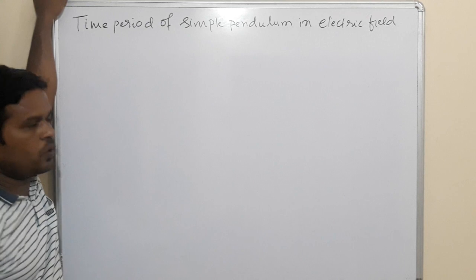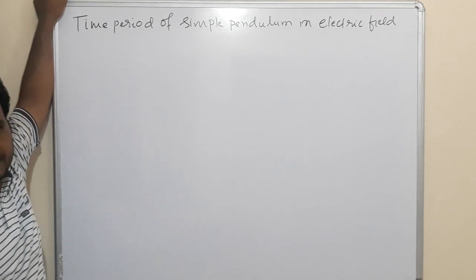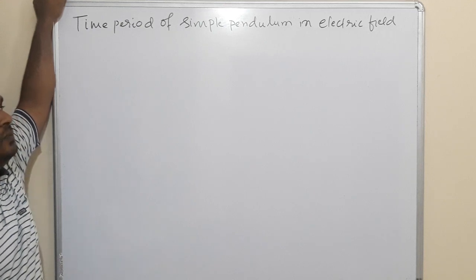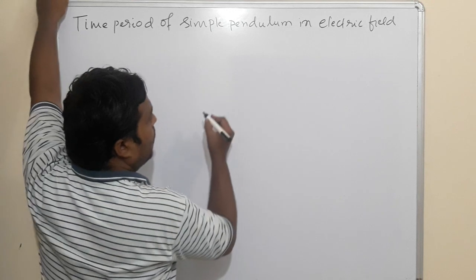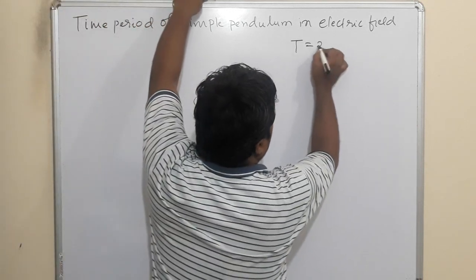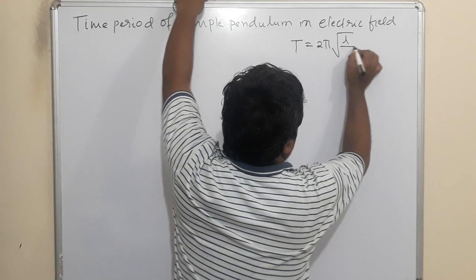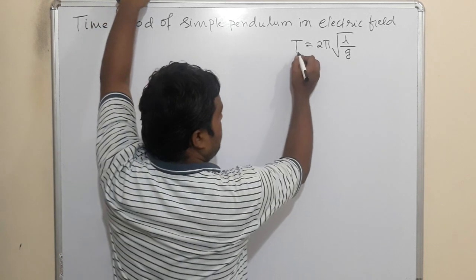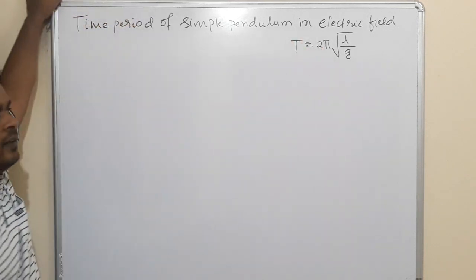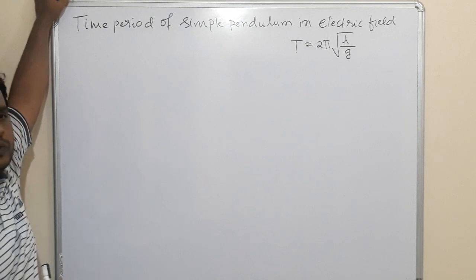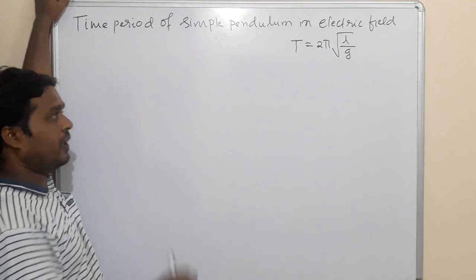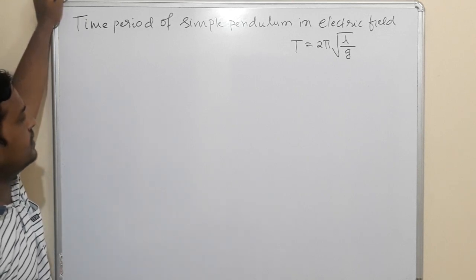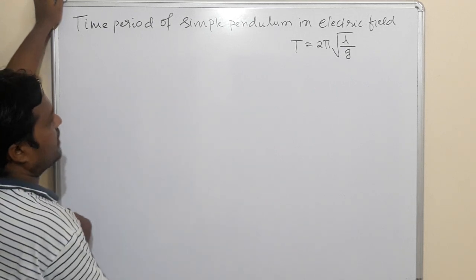Whether time period will increase or decrease, how the time period changes, it depends on in which direction we are applying the field. See, normal time period of a simple pendulum we know. Normal time period of a simple pendulum is 2 pi root of L by G. Let us call this T naught or T. Then for oscillating simple pendulum, if we apply electric field in a given direction, how this time period will get affected due to this electric field, that we will study.